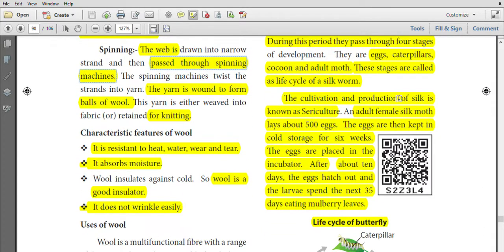Cultivation and production of silk is known as sericulture. An adult female silk moth lays 500 eggs. The eggs are kept in cold storage for 6 weeks. The eggs are placed in the incubator. After about 10 days, the eggs hatch out and the larvae spend the next 35 days eating mulberry leaves.